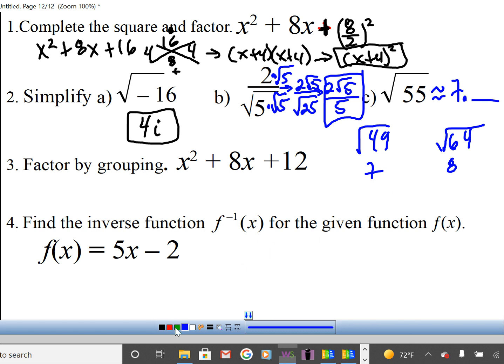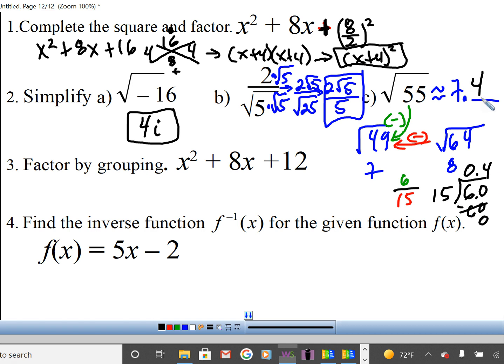How do we find that something? Well, we subtract the middle from the small. That gives us 6, divided by the large minus the small. That's 15. And we do the division. 6 divided by 15 does not fit. Add a 0. That's 4 times 0. So that is 7.4 approximately.